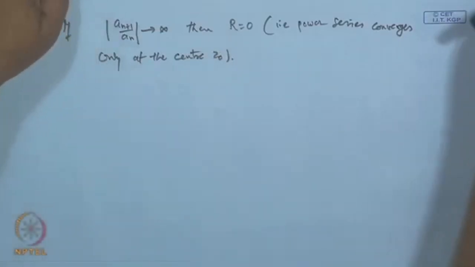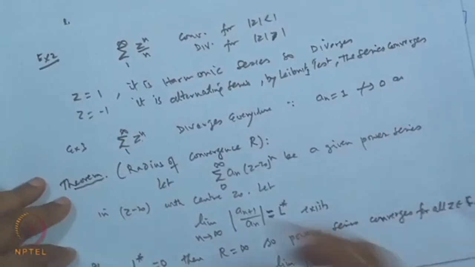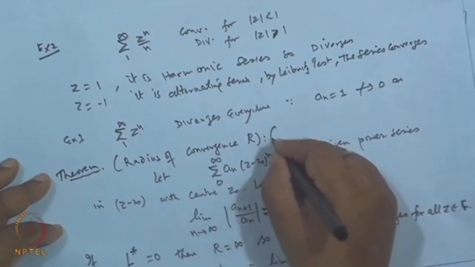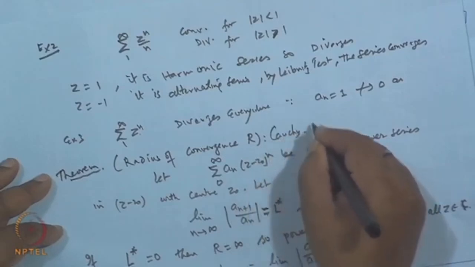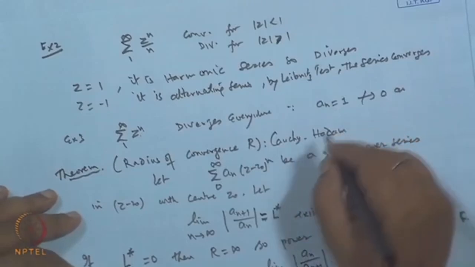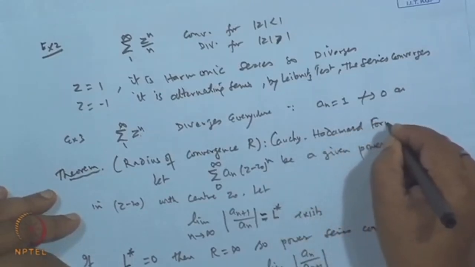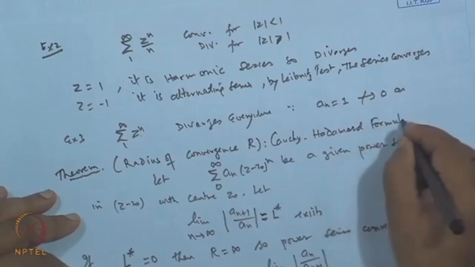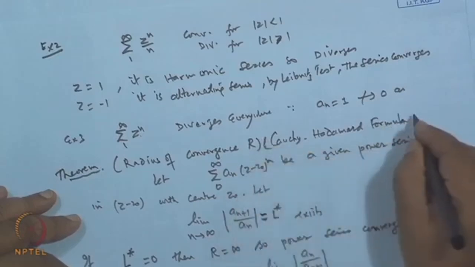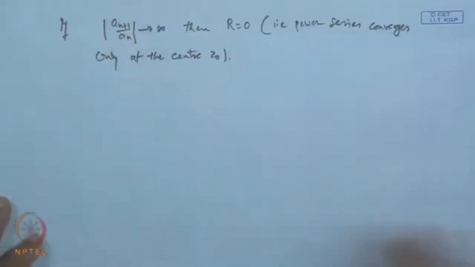And this result is given by Cauchy-Hadamard. So, it is also known as the Cauchy-Hadamard theorem, or the Cauchy-Hadamard formula. Let us see the proof of this.